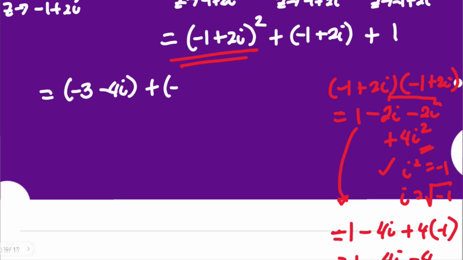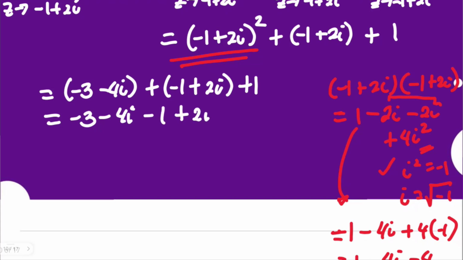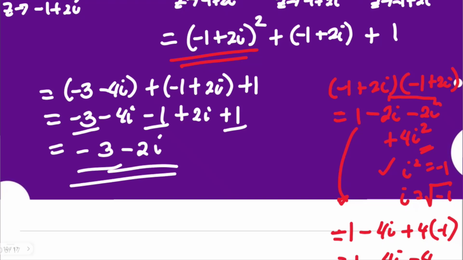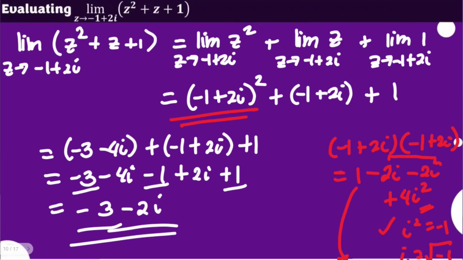Second term, plus negative 1 plus 2i. And the third term, plus 1. Removing grouping symbols, negative 3 minus 4i minus 1 plus 2i plus 1, which would give you, combining the real parts, 0, right? So you have minus 3, and the numerical coefficient of your imaginary part, negative 4 plus 2, is minus 2i. This is the value of the given limit of the complex function z squared plus z plus 1 as z approaches negative 1 plus 2i.